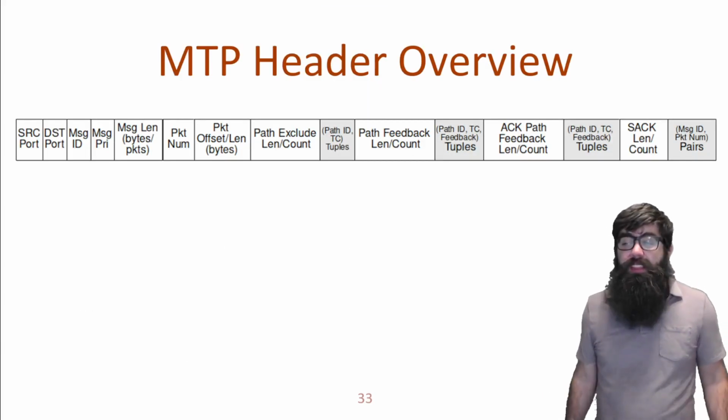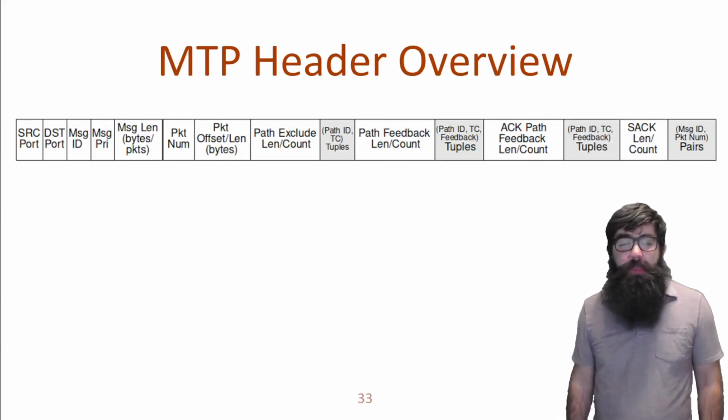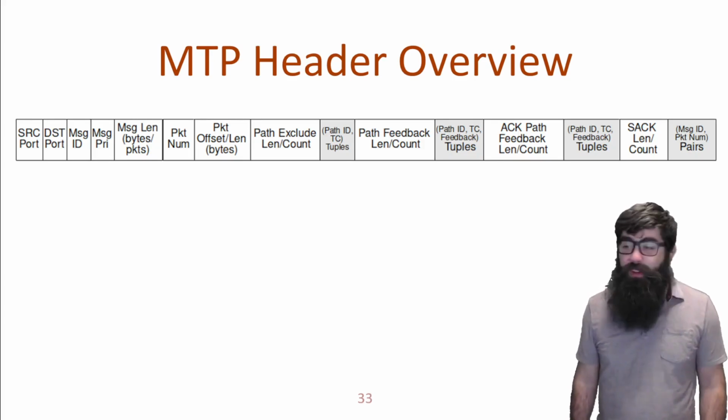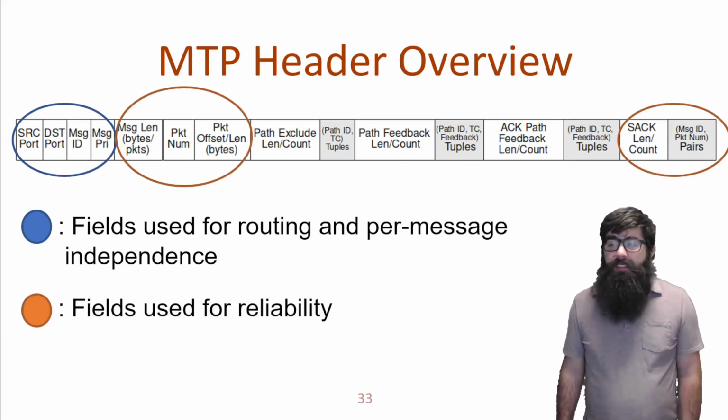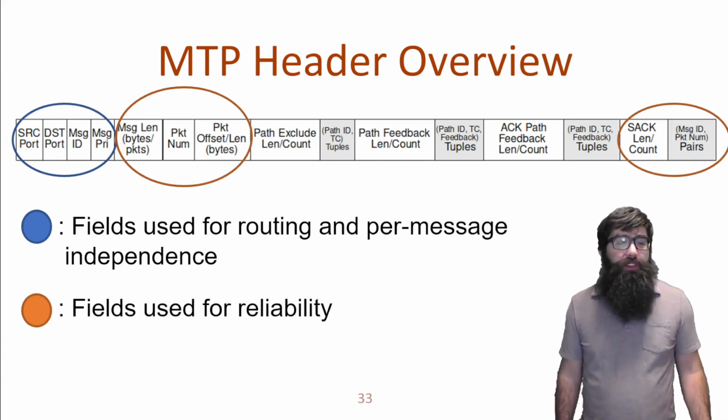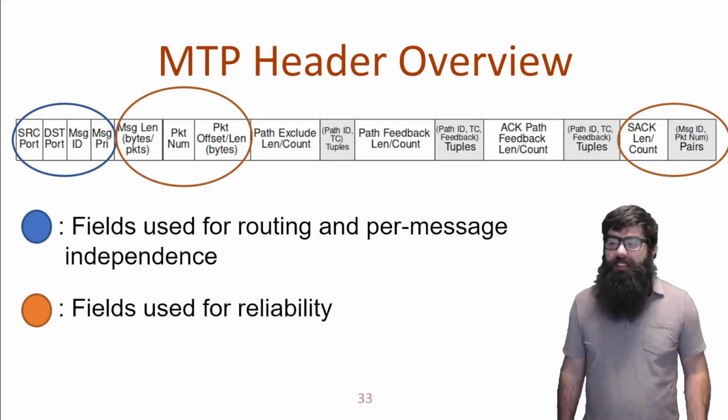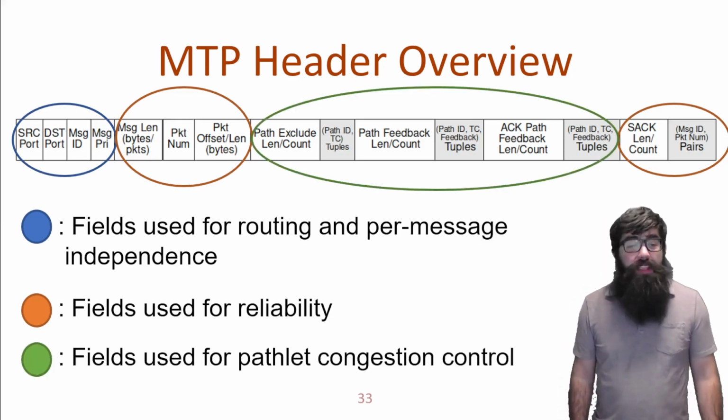To try to help make these two different components of MTP more clear, I'm now going to go through the MTP packet header format, version 1. First, the fields circled in blue here are used for routing and per message independence. Next, the fields circled in orange here are used for reliability, even in the face of messages that can change in data and size. Finally, the rest of the fields circled in green are used for the pathlet congestion control algorithm.